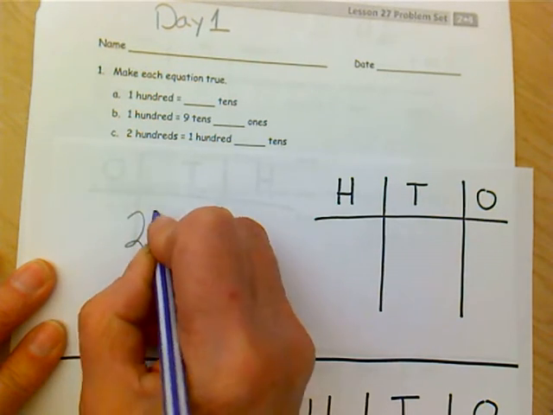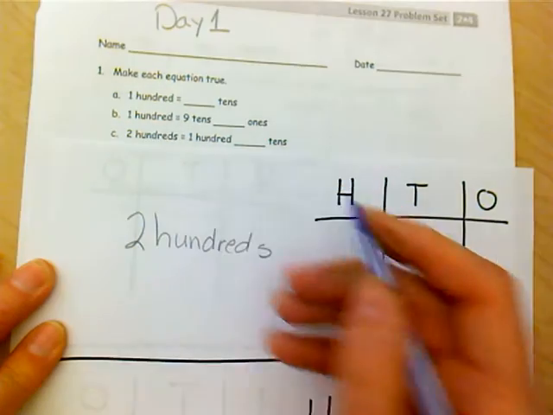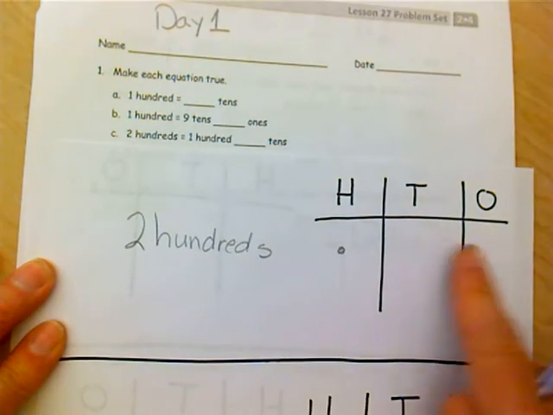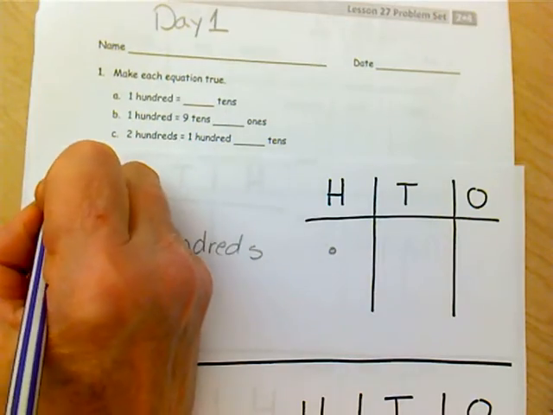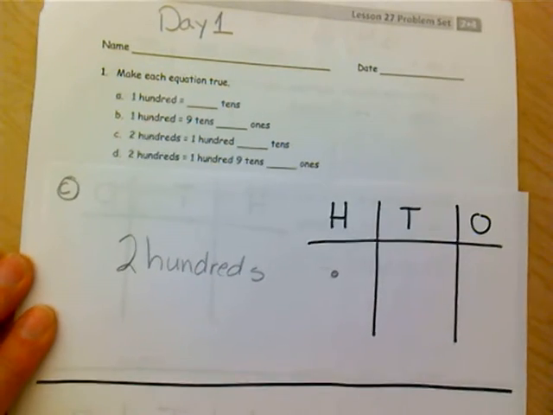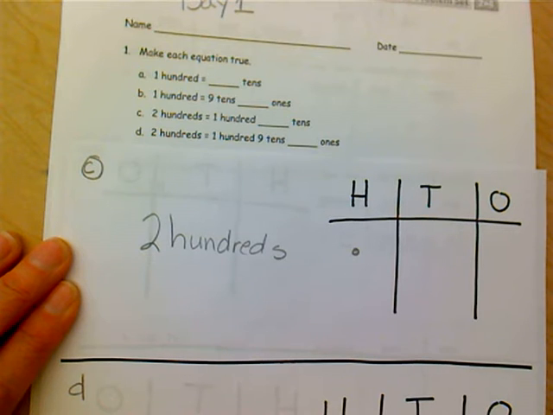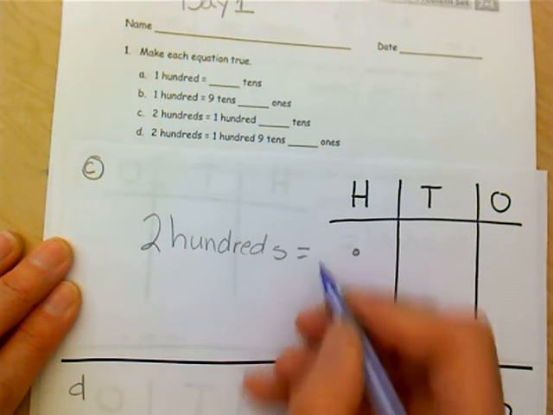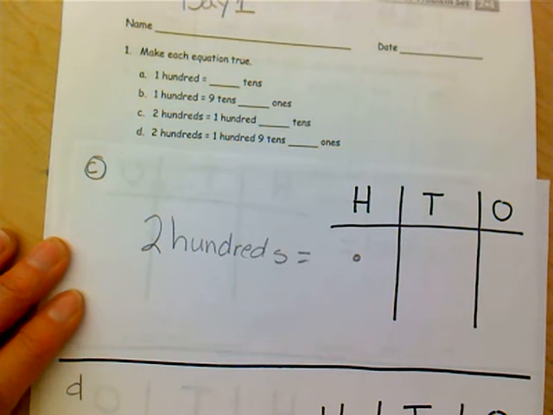You're going to do the same thing with 200s. 200s is equal to 1 100 and how many tens? This is letter C, and letter D is 200s. Mr. Waldorf went over this with you on the video. 200s is equal to 100, 9 tens, 1, 2, 3, 4, 5, 6, 7, 8, 9, and you have to tell how many ones.